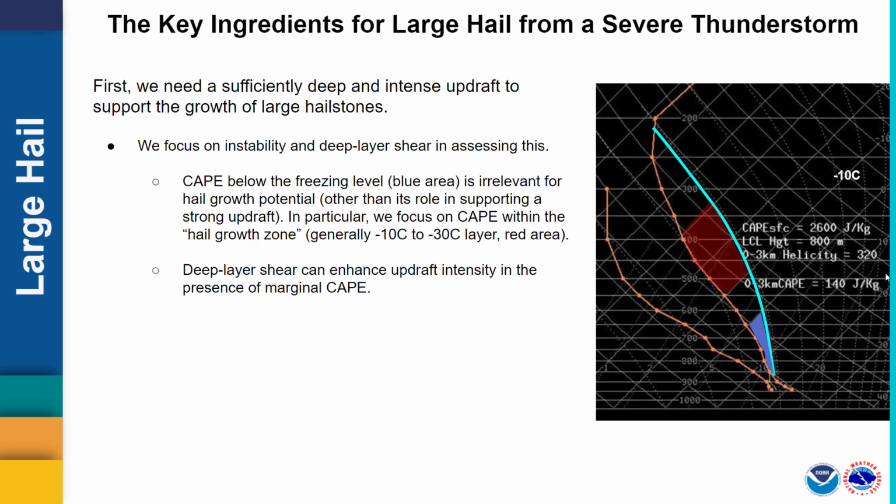It may have some role, however, in supporting a stronger updraft. In particular, though, we focus on CAPE within the hail growth zone, shown in the red shaded area, generally between the -10 Celsius and -30 Celsius levels. We also look at deep layer shear, which can enhance updraft intensity, particularly in the presence of more marginal CAPE.